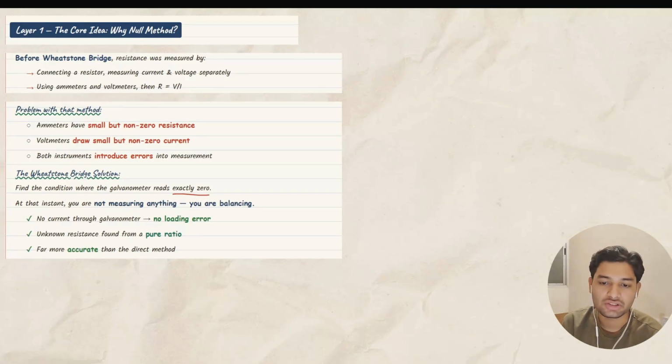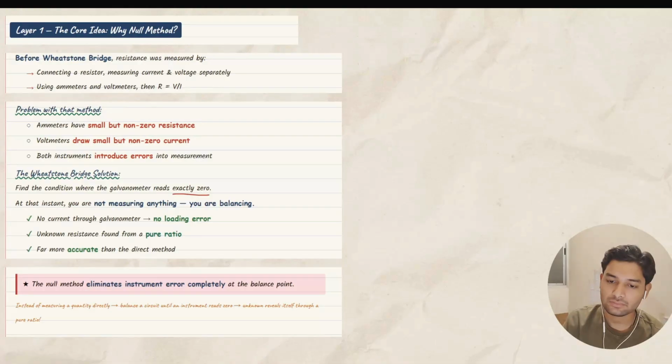So the Wheatstone Bridge solution: find the condition where the galvanometer reads exactly zero. Right now we are not reducing the error in the galvanometer and ammeter, we are just practically removing them, so the error goes with them. At that instant you are not measuring anything, you are balancing. So no current through the galvanometer, no loading error, and the unknown resistance is found from a pure ratio, which everyone knows. I think everyone has read something about Wheatstone Bridge and Metre Bridge before coming here. This is a far more accurate version than the direct method. The null method eliminates instrument error completely at the balance point.